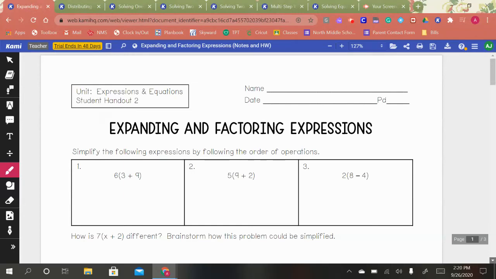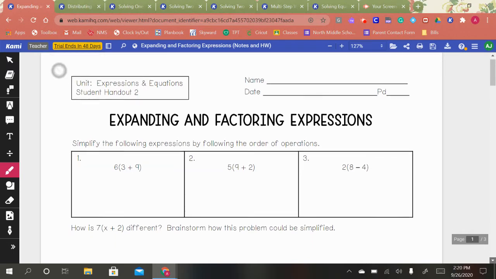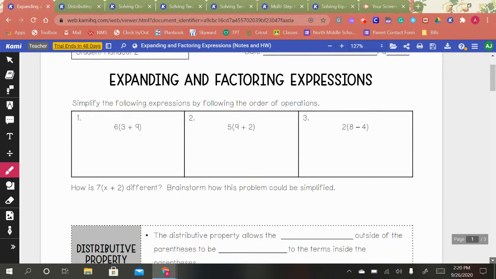Hey guys, it's Miss Jackson, and we are going to go over our next set of notes in our expressions and equations unit, and it is expanding and factoring expressions.